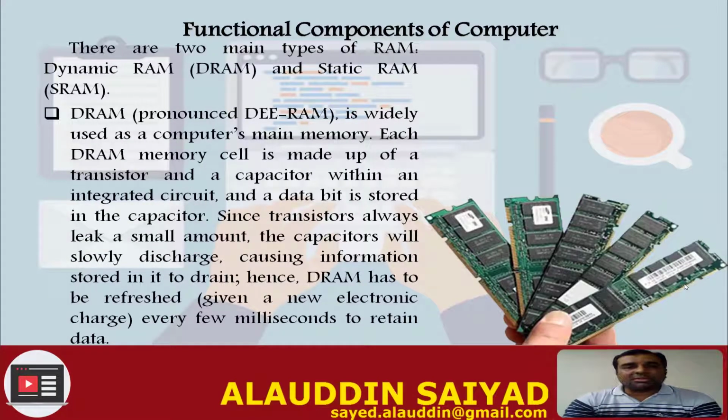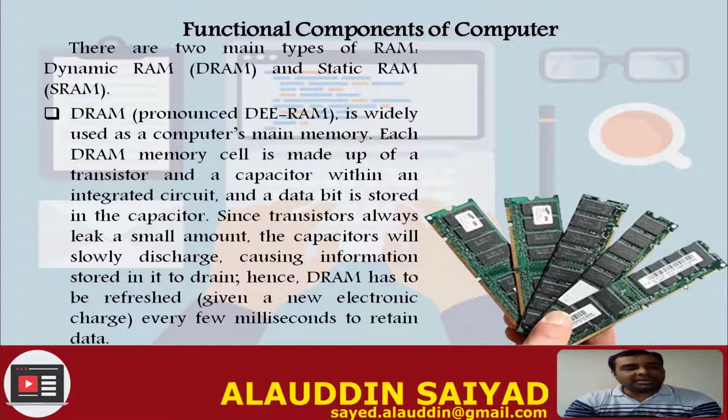There are two main types of random access memory: dynamic random access memory, abbreviated as DRAM, and static random access memory, abbreviated as SRAM. The DRAM is widely used as a computer main memory. Each DRAM memory cell is made up of a transistor and a capacitor within an integrated circuit. So the technology used for DRAM contains transistors and capacitors, and a data bit is stored in a capacitor. Since transistors always leak a small amount, the capacitors will slowly discharge, causing the information stored in them to drain.